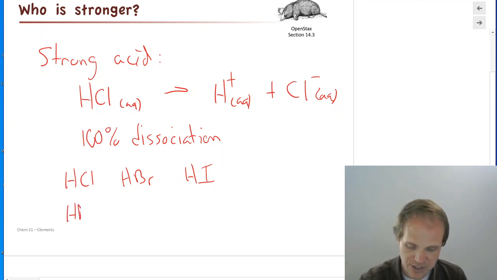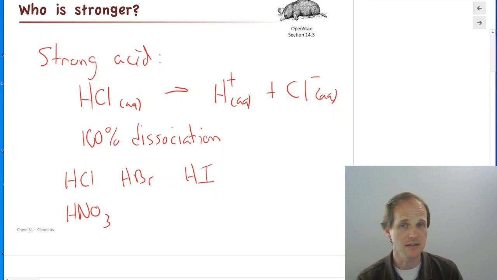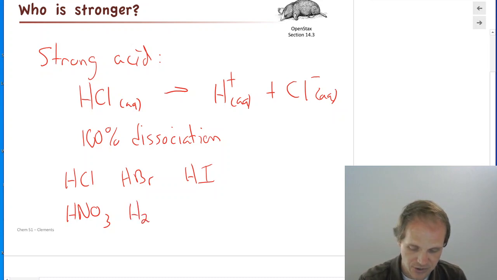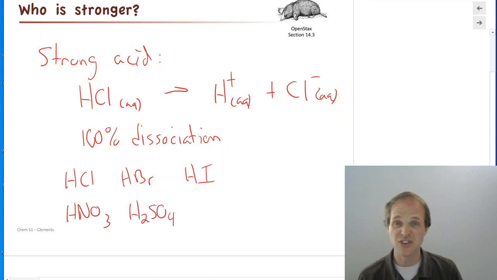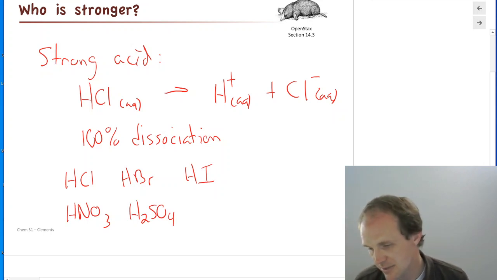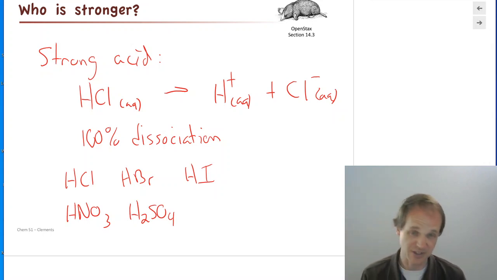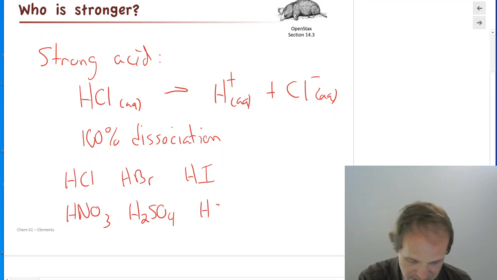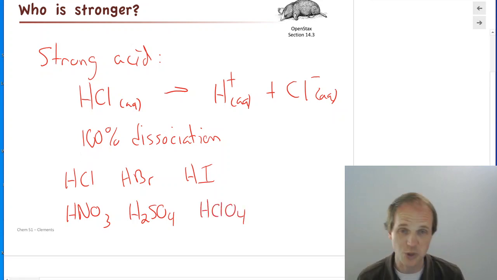The other ones, HNO3. Be aware, not HNO2, HNO3. Nitric acid, not nitrous acid. H2SO4, sulfuric acid. When it falls apart, it's going to fall apart essentially completely and form those H+. And the last one is HClO4, perchloric acid.